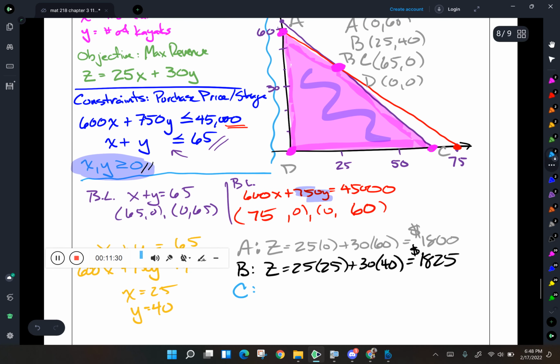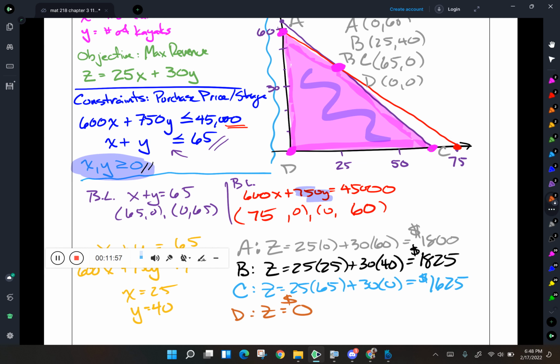Right? Corner C. Corner C, the Z is going to be equal to 25 times 65 plus 30 times 0. So 25 times 65 is 1,625. And then, of course, I have to do D just because it is a corner, but it's going to be 0. Okay? D represents buying nothing, and if you buy nothing, your revenue is going to be nothing. Okay? I'm looking for the biggest one. I think that's the biggest one, right?